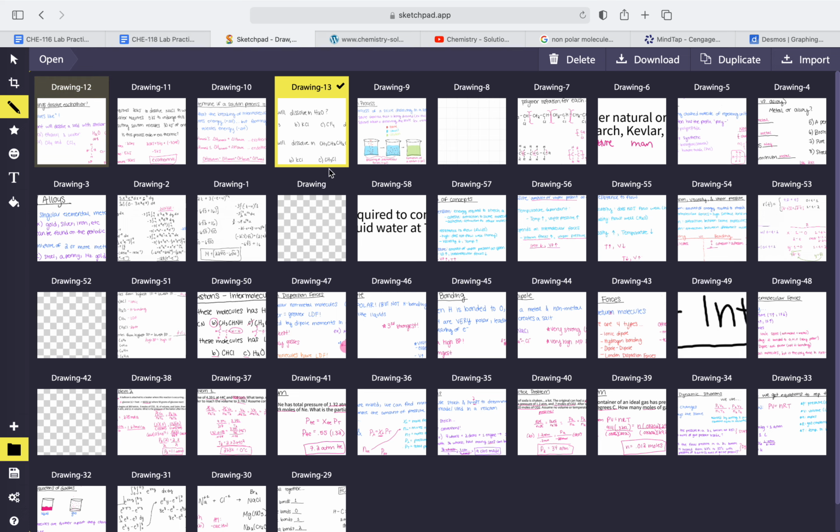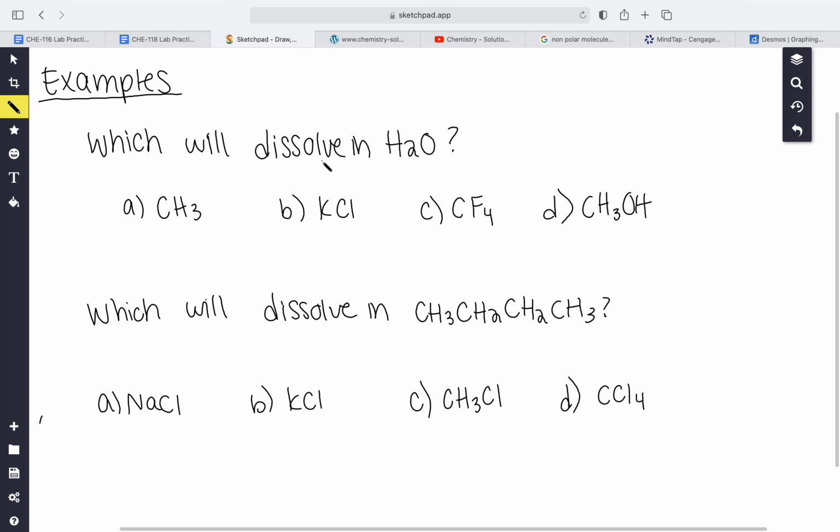So let's take a look at a quick practice problem. This question asks which dissolves in H2O and which will dissolve in this molecule here, which is butane: 1, 2, 3, 4, meth, eth, prop, but. You don't need to know that, but just to put a name to the picture. So which one will dissolve in H2O? I'm going to write a little note that water has hydrogen bonding. So let's look for something that has hydrogen bonding or something that's ionic.